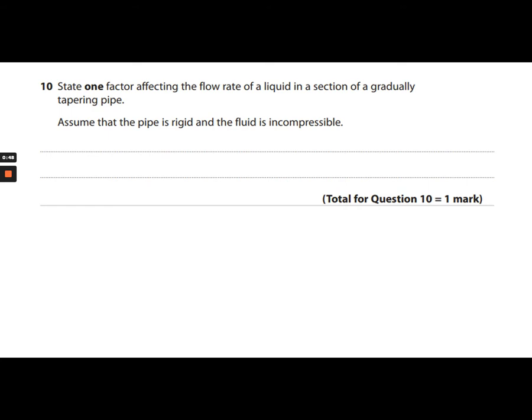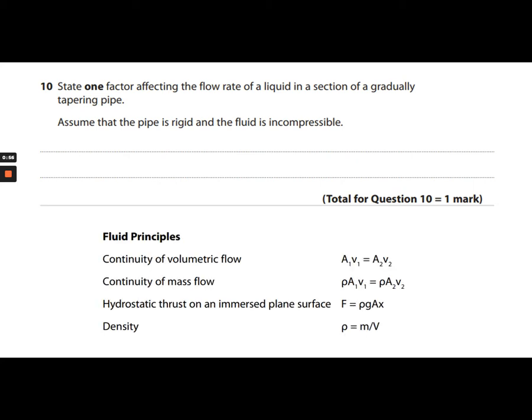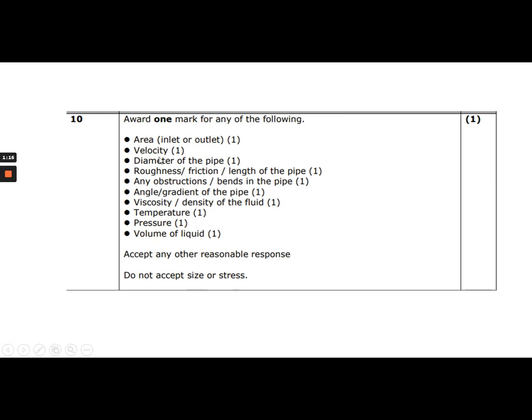Alright, here's the first one. State one factor affecting the flow rate of a liquid in a section of gradually tapering pipe. So here's the section of the datasheet for fluids. So the tapering pipe, as I mentioned, was these first two. So essentially you get to go for the easier one, and it's the cross-sectional area, that's A, or v. Now v is velocity there. So either one of those, there you go, area, velocity. Don't worry about the rest, just go for the factors that are in the relevant formula.